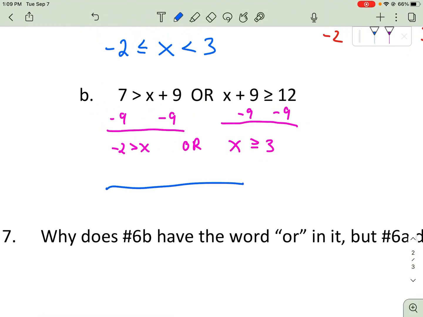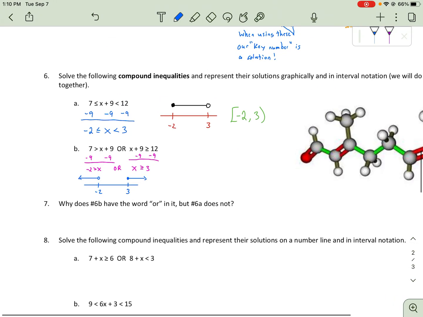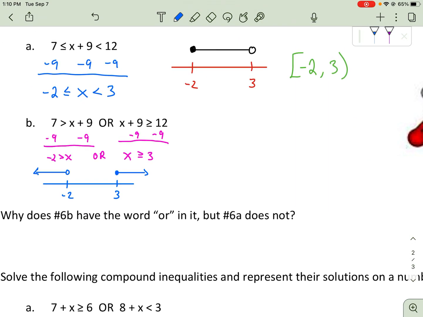On a number line, this one's also kind of funky. Here's -2 and here's 3. Numbers greater than or equal to 3 go this way. If we read x first, x is less than -2, and numbers less than -2 go that way. So these point away from each other, whereas for an AND problem, if you noticed, they went towards each other up here. And then in interval notation, this one's a little weird too. From here, it goes 3 to infinity. Oops, it's or equal to 3, so that's a bracket. And then here we go negative infinity, it goes forever this way, so negative infinity to -2.